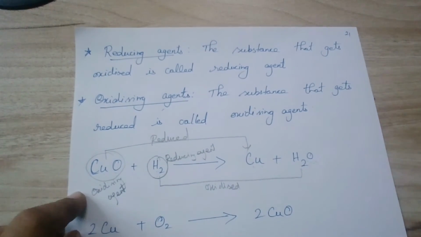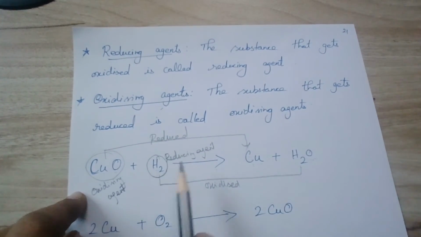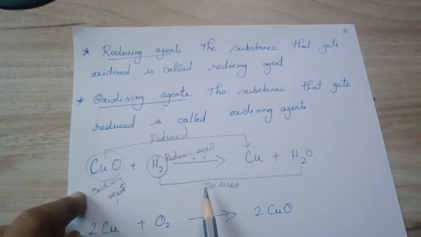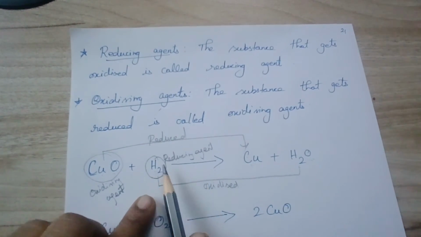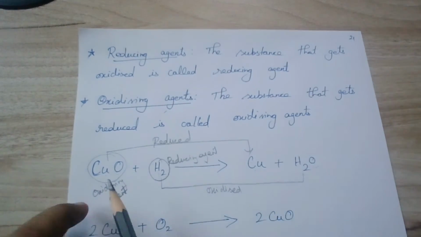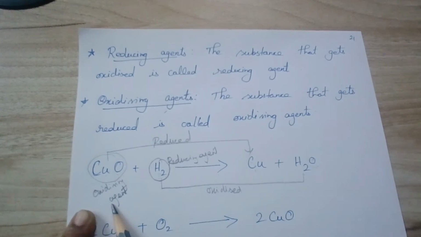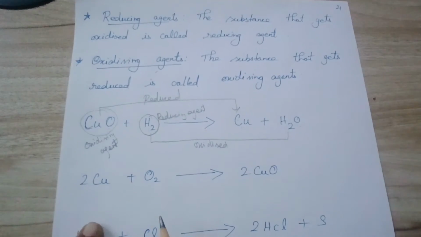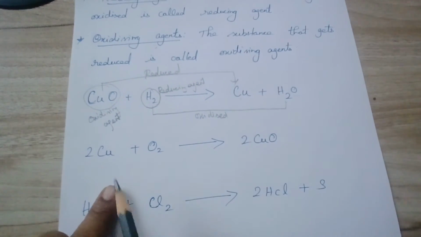Clear on this? So the difference: if oxidation is taking place, it acts as a reducing agent. If reduction is taking place, it acts as an oxidizing agent. Clear on this? We'll see one more example.